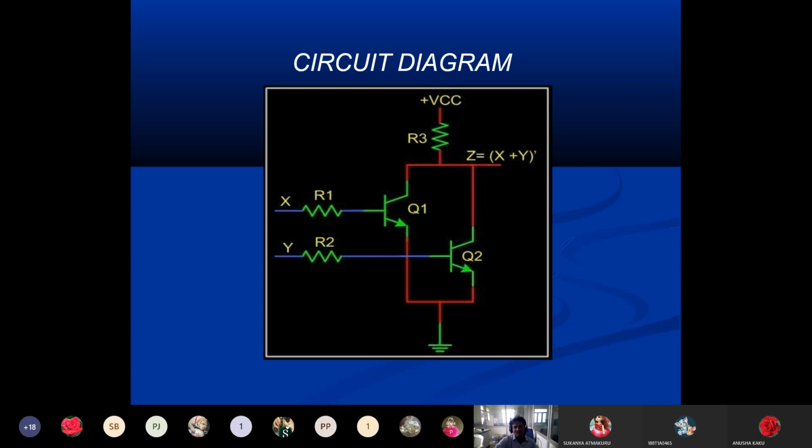A logic function is nothing but, here Z is equal to the output, that is X plus Y bar, or X bar plus Y bar, or X plus Y plus Z whole bar. All of these are logic functions. To implement these logic functions we need bipolar devices, either a transistor or diode, or diode or resistor, or transistor or resistor. By using these combinations we can implement any type of logic function.